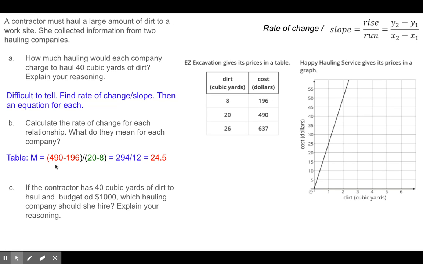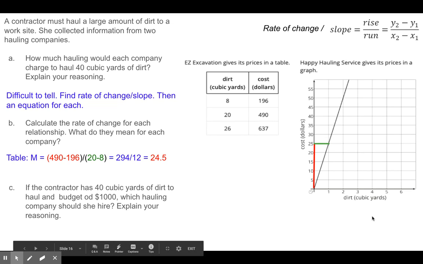So I put 450 for my second value, but I need to take away the 196, which is my first value. So I'm using the formula second y minus first y, and that is over the second x, which is 20, over the first x, which is 8. I'm still using the same formula. And when I subtract, I get 294 over 12. When I divide it and change it into a decimal, I get 24.5. And that is my rate of change or my slope.